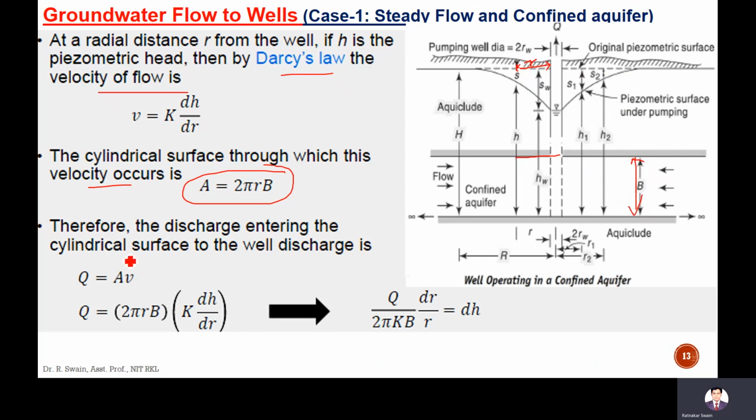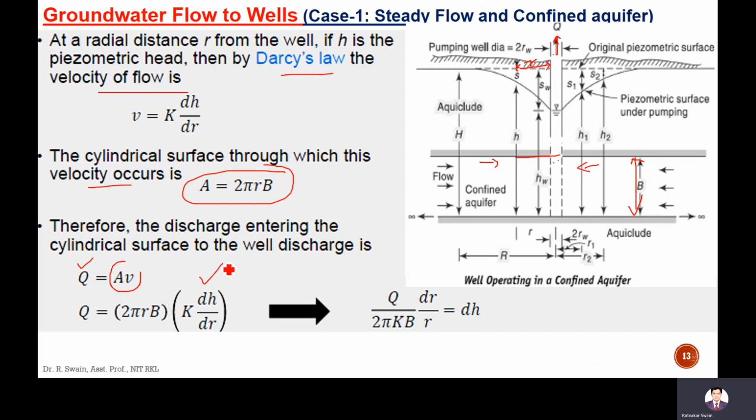The discharge entering the cylindrical surface to the well, Q, is equal to area into velocity. So the discharge which you are pumping out, which is flowing to this well, is equal to Q. So Q will be equal to area into velocity.